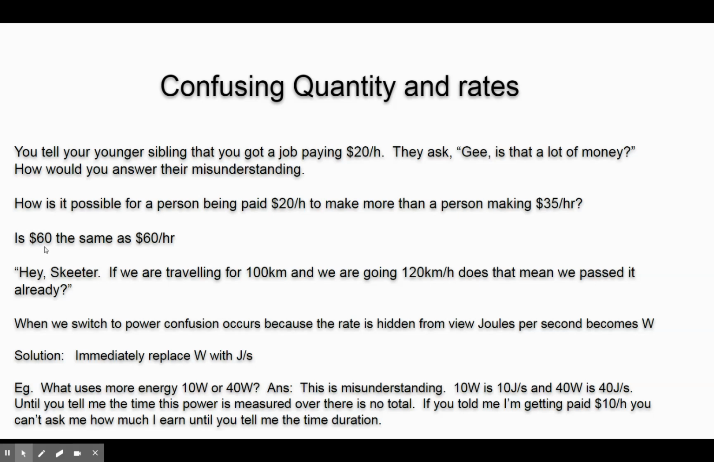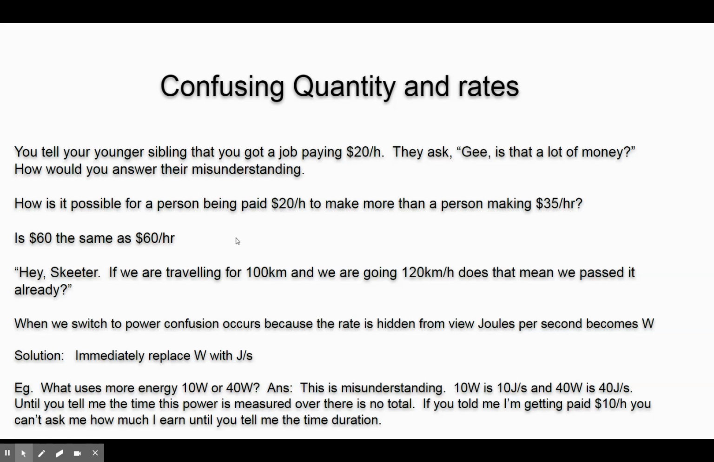Here's another one that oddly enough trips people up on rate. $60 is not the same as $60 an hour. It's just a coincidence that the numerical values are the same. It would be like, I'm freaking out, man. I'm 38 years old today and my body temperature's 38 degrees. Is that like an eclipse or something? It's just a coincidence. They're not measuring the same thing.